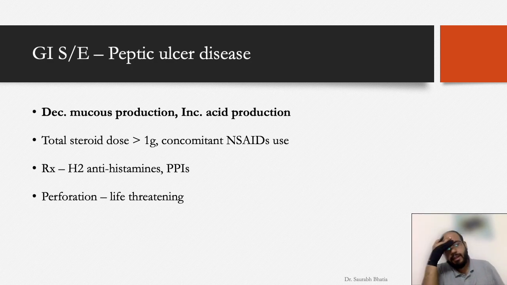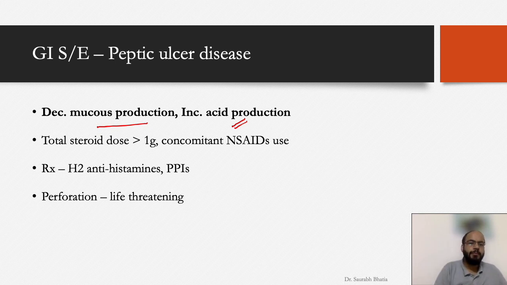Now coming to peptic ulcer disease, it is because of decreased mucus production because of steroids. Steroid also leads to decreased mucus production. So the lining of stomach is not that protected or prevented. Additionally, there is increase in acid production. So it's better to give countermeasures the moment you give steroids so that patient does not develop any kind of peptic ulcer. Now, total cumulative dose of more than 1 gram is an independent risk factor for developing peptic ulcer disease. Also, concomitant use of NSAIDs.